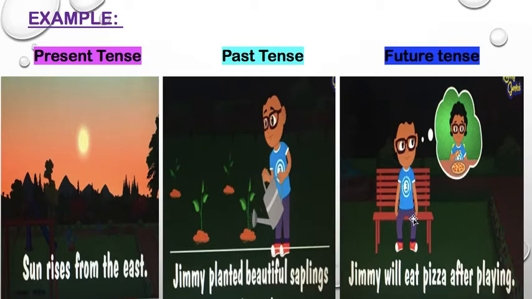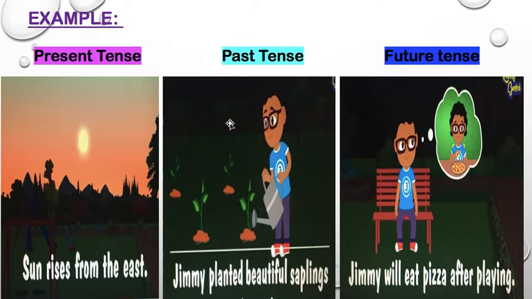Okay, got it, students? Now, future tense: Jimmy will eat pizza after playing. So, will. We are adding will to the base form of the verb here. Will eat. Eat is the base form of the verb and we are adding will in order to make it into a future tense.